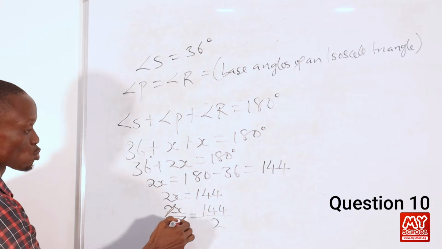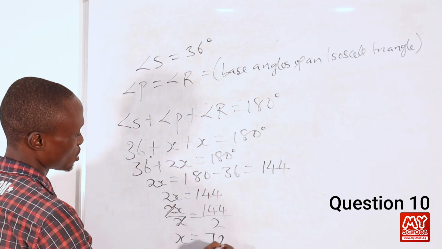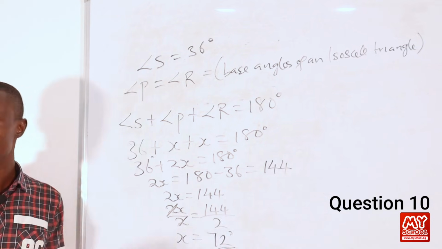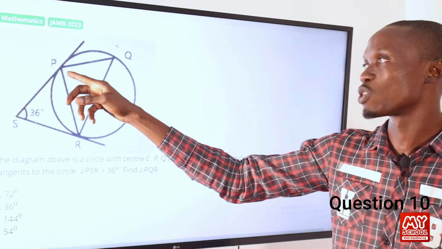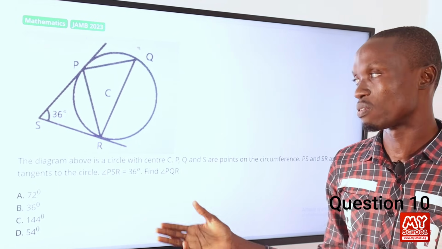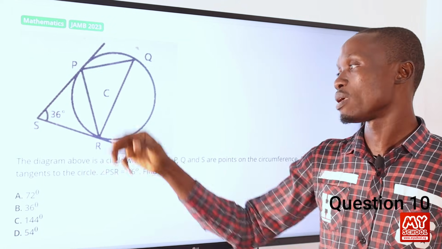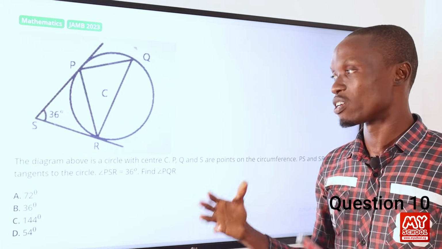Sorry, the 2 cancels out 2, so that is equal to 72. Okay, 72 degrees. Let's move back to the screen. So since angle P is 72 degrees, angle R is also 72 degrees. Remember that angle P and angle R are base angles of an isosceles triangle.